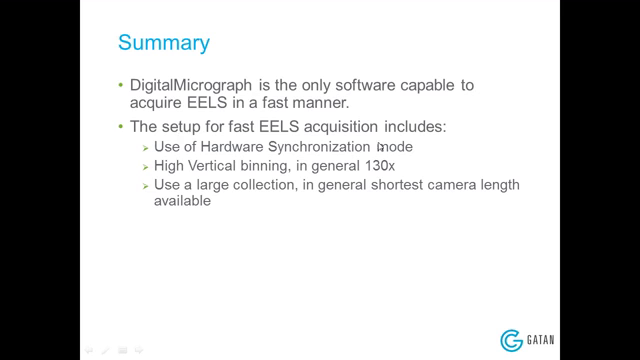The setup for fast EELS acquisition includes very few steps. Make sure that you have a hardware synchronization mode. Make sure that you're using pretty high vertical binning. In the case of the Quantum or the Infinium, try to start with a vertical binning of 130x. And always use a large collection angle, which can be achieved using the shortest camera length available in your microscope. These are basically the three very important steps to acquire faster EELS data.